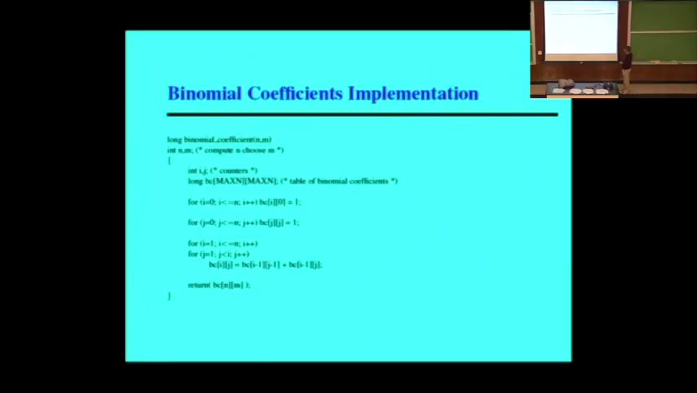What am I going to do? I'm going to fill in my table according to the basis cases. What are the basis cases? Well, we agreed that the binomial coefficient I choose 0 is always 1. If we agree with that, we can now set all of those values equal to 1. For all I from 1 to n, I choose 0 is 1.